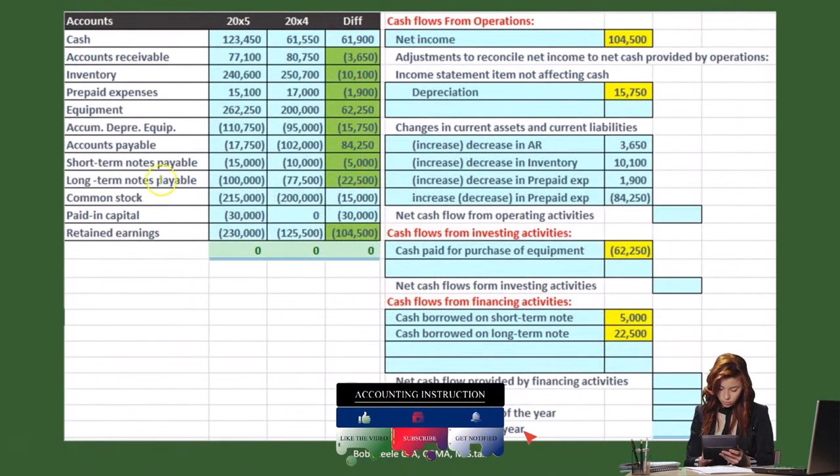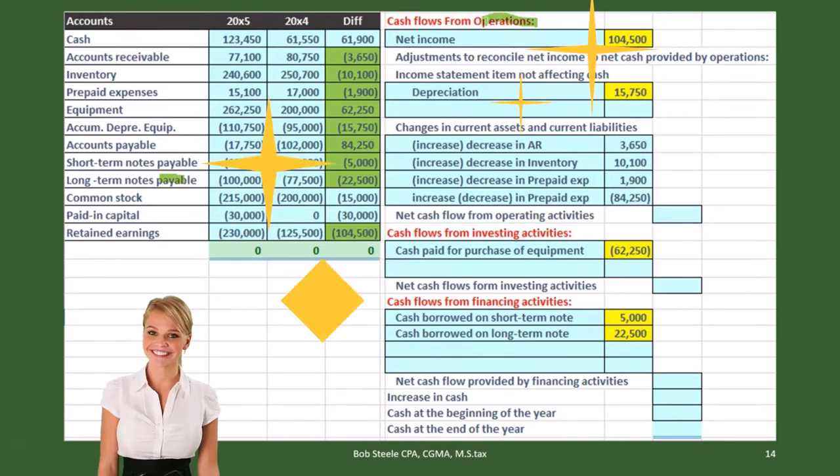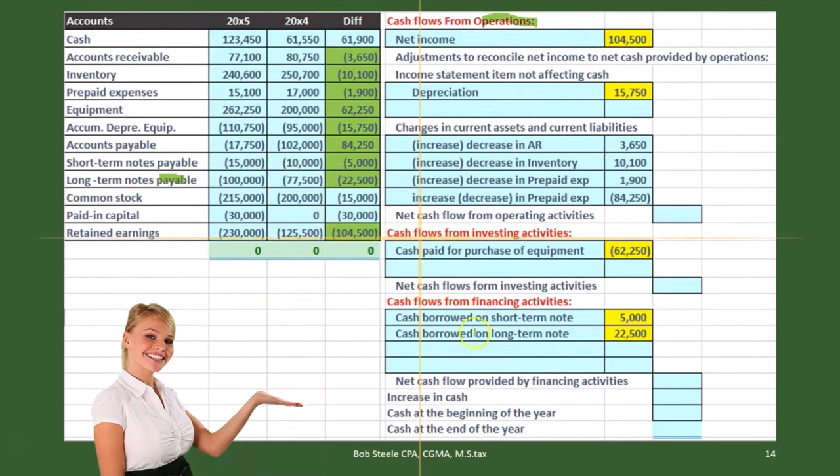where we have the long-term note payable. Same concept, right? If it went up from here, we're going to assume we borrowed more money. We're going to debit cash. We're going to credit the note payable. And once again, that has nothing to do with the income statement. Therefore, it has nothing to do with operating. We are, again, financing. We're borrowing money. So that's going to be down here in the financing.